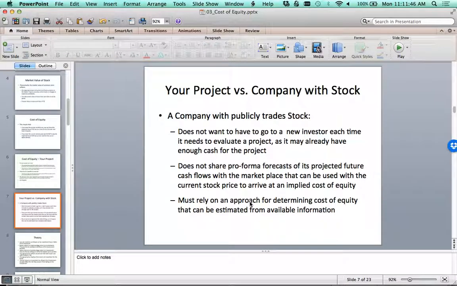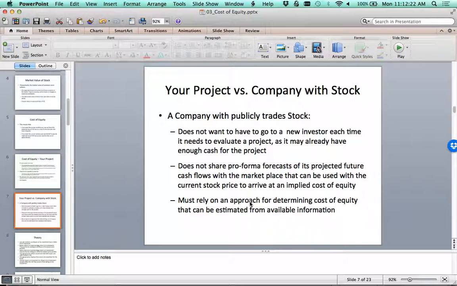All righty. We are going to wrap up our discussion about cost of equity by now talking about how a company might go about figuring out their cost of equity. The example we've given so far is you inside of a project where you have your free cash flow forecasts out. You've shared that with the investor, and the two of you have negotiated on share of the company and amount of money. And we've derived basically from that the cost of equity.